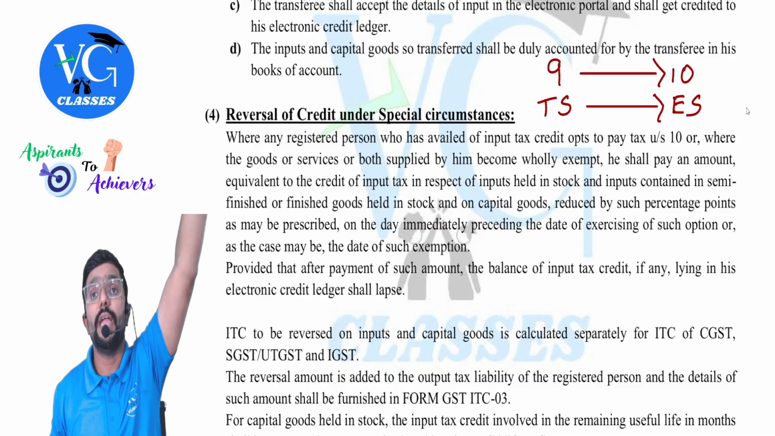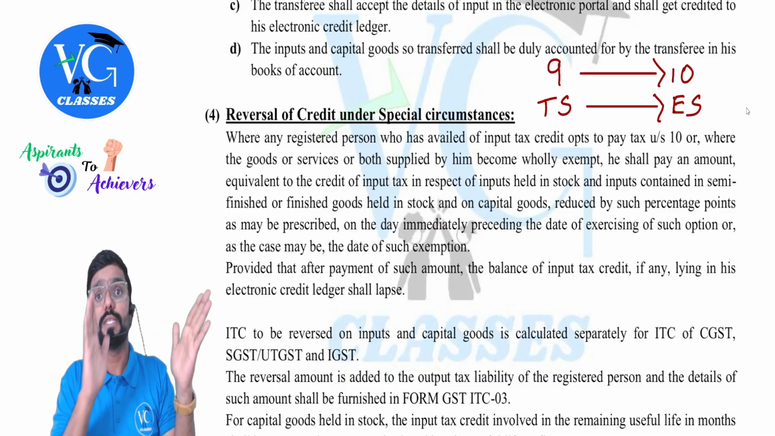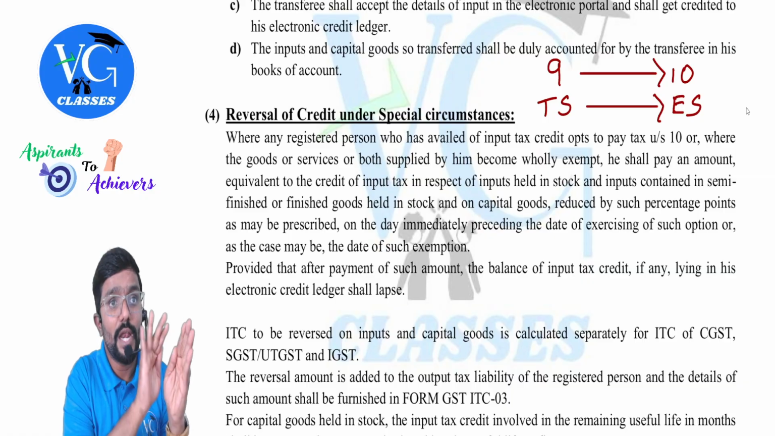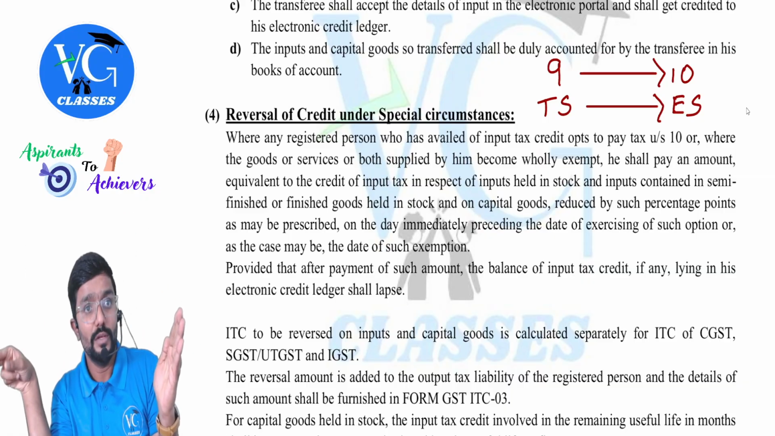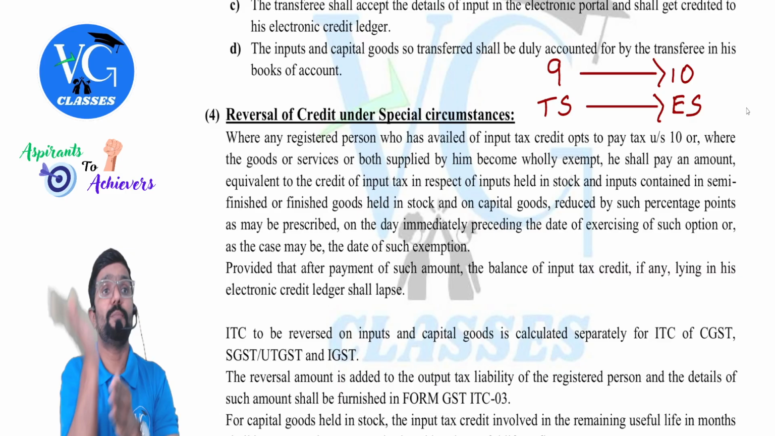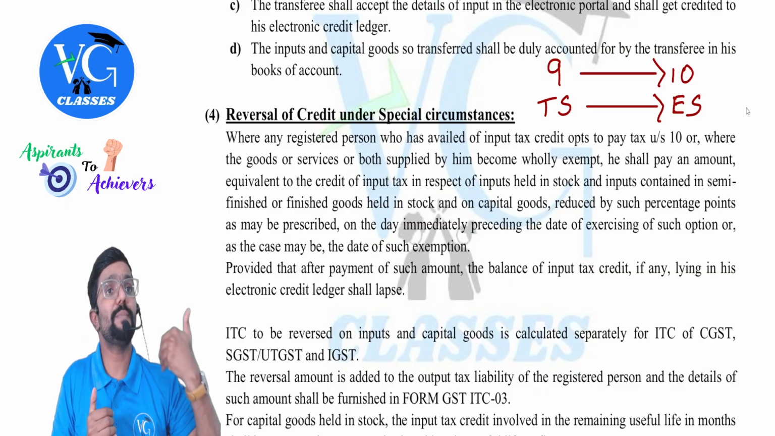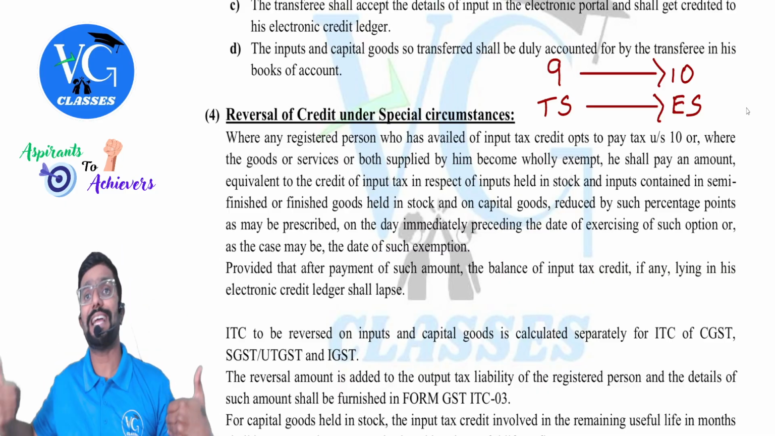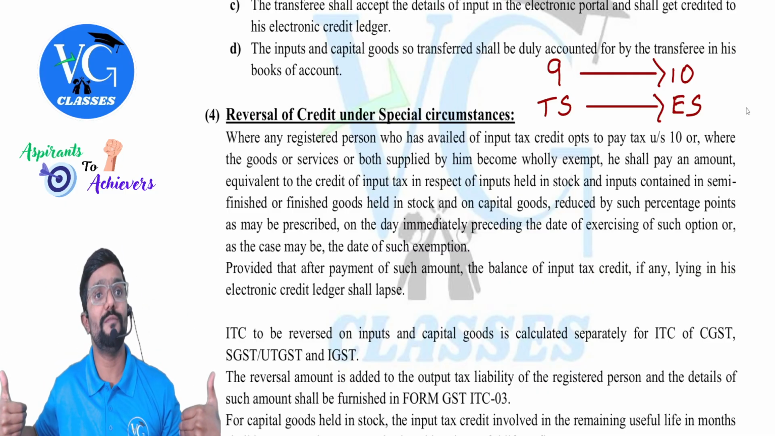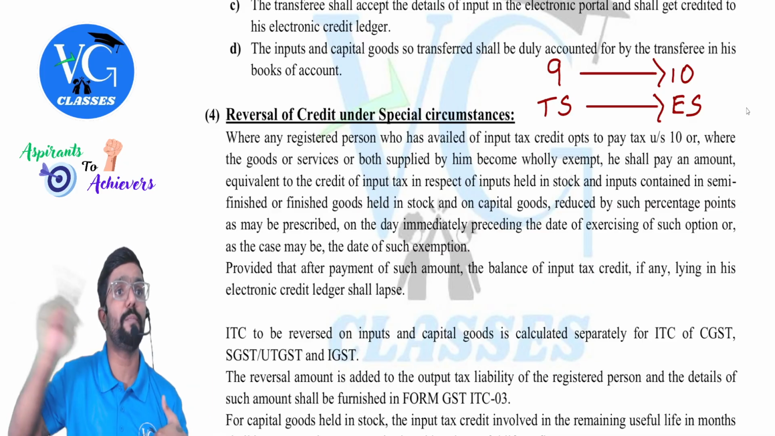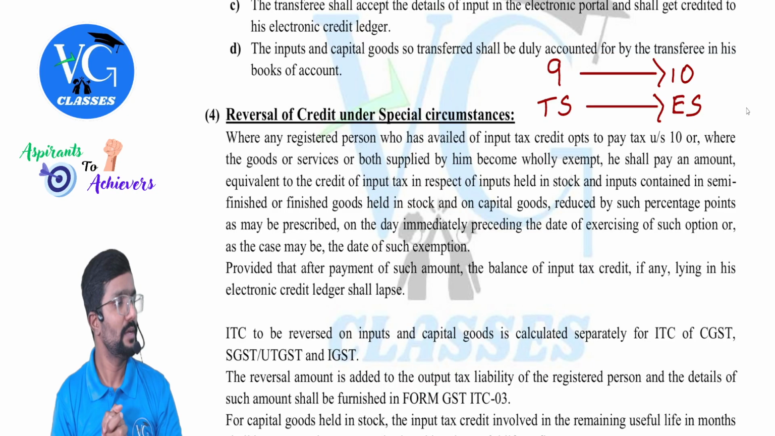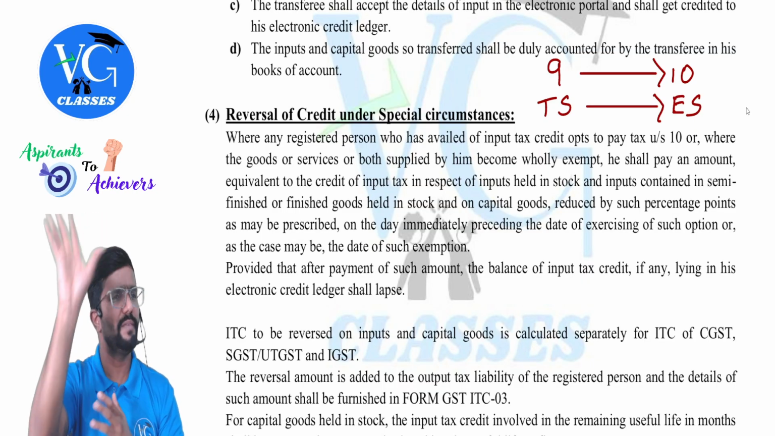Let me repeat. 18(1)(c) will tell what? Sir, I was under section 10. Now I am moving to 9. Will you give me the credit as on the preceding day? Yes. Next. Sir, my outward supply was exempt. Now it became taxable as per section 18(1)(d). Will you give me the credit of the stock as on the preceding day? Yes. But if it is capital goods, 5% we need to reduce.